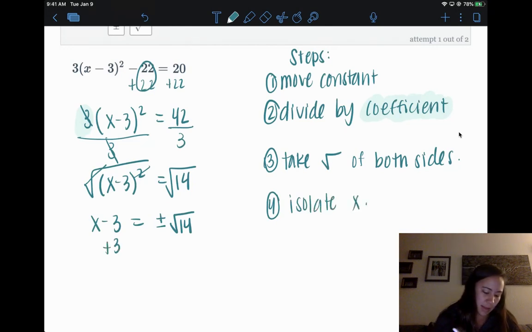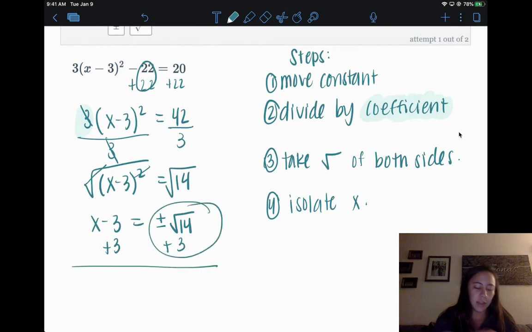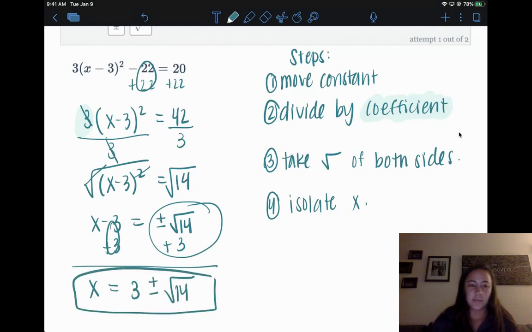So add that constant or subtract that constant over. Remember, because one has a square root and the other one doesn't, we cannot add these. So this is only x is equal to 3 because it's positive, plus or minus the square root of 14. And here's your answer. All right, we cannot add that 14 and that 3.